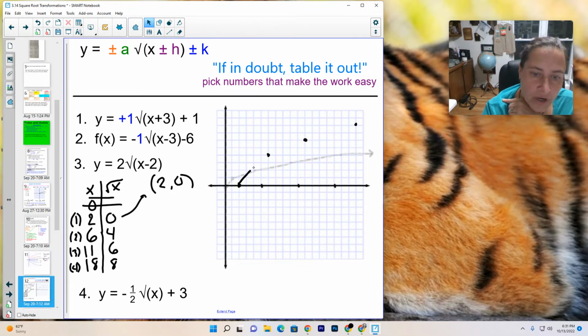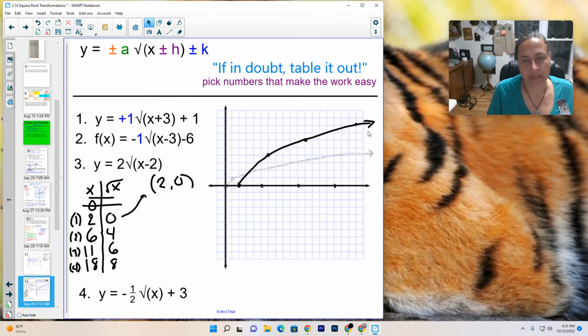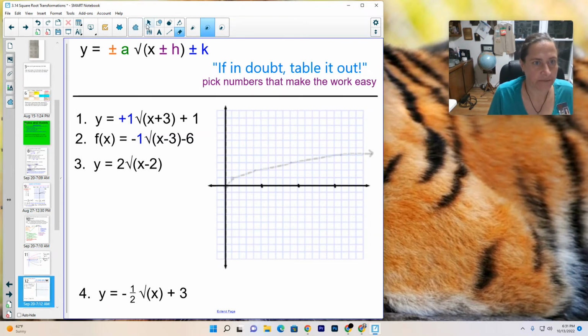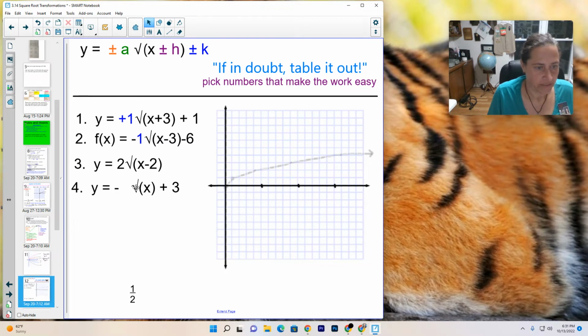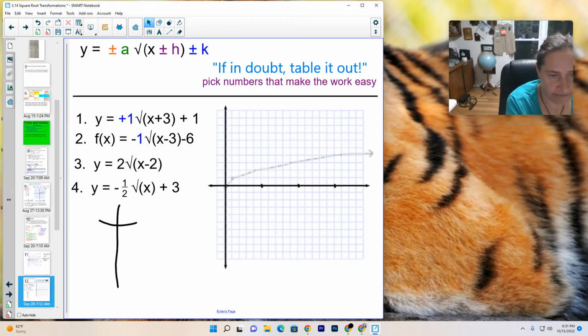So starting from that endpoint, it follows the same pattern, but because it's vertically stretched, it's going to be higher than the parent form. So make sure and pause and copy that down. Let's do one more. So here's my last one. This one is going to be a -1/2. So not only is it going to flip upside down, but it's going to get compressed. So let's pick some numbers that make sense again.